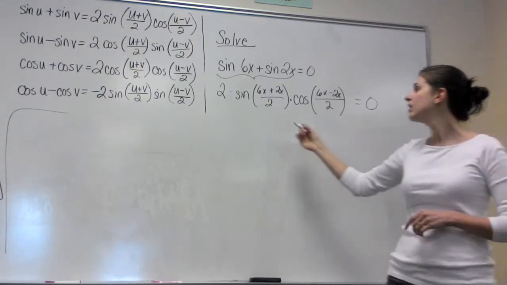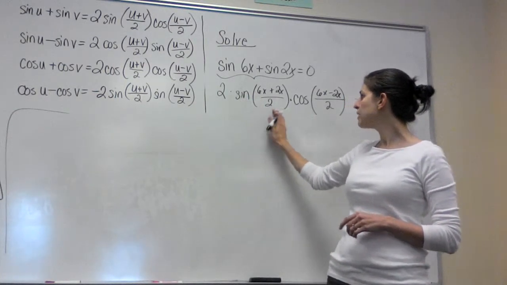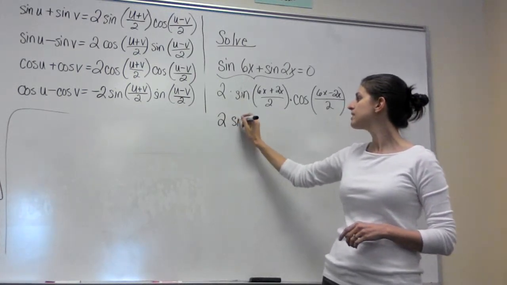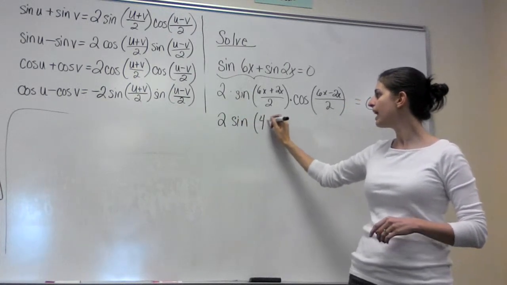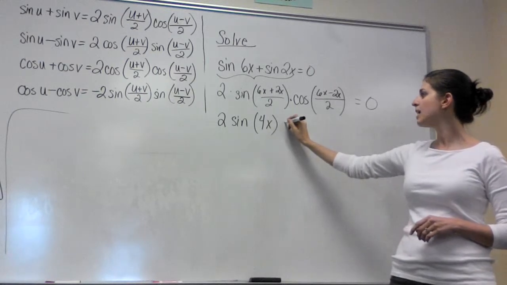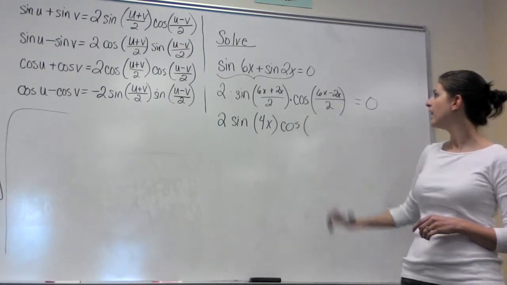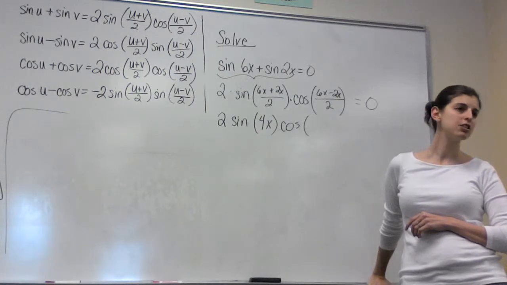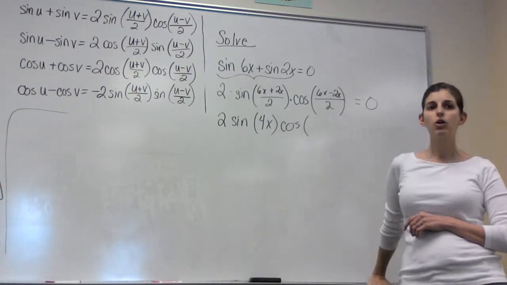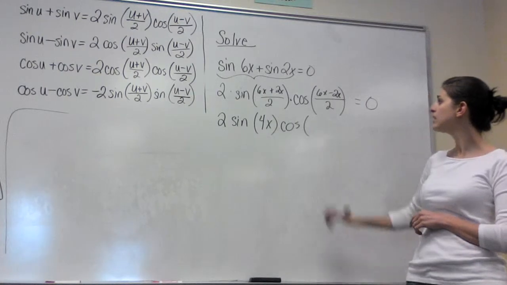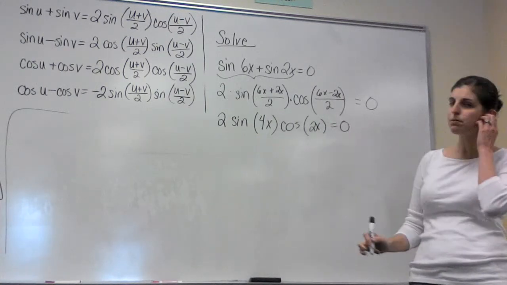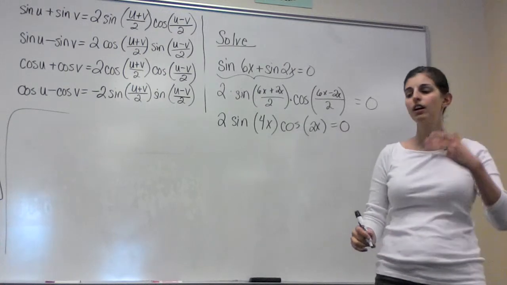So let's simplify what's within our trig functions. So 2 sine of 4x times the cosine of 6x minus 2x all over 2. What's 6x minus 2x? 4x divided by 2 gives me 2x. That's supposed to equal 0.